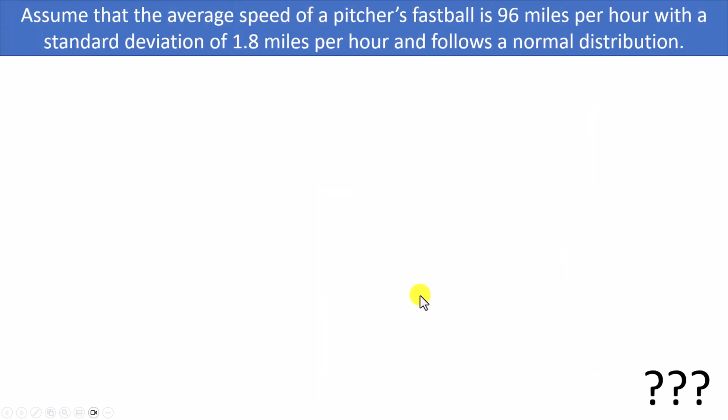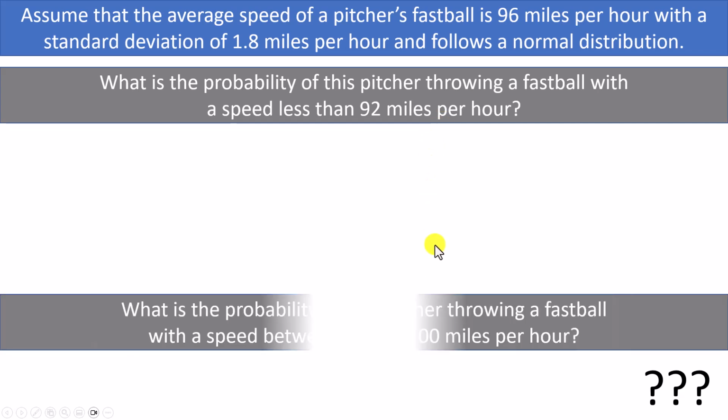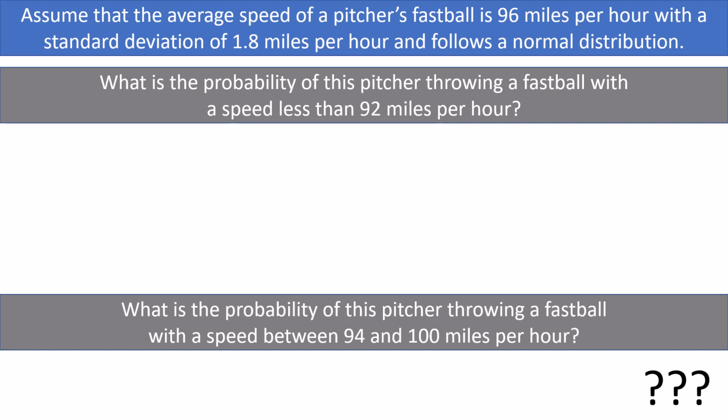All right, so here is a problem for you to try. Assume that the average speed of a pitcher's fastball is 96 miles an hour with a standard deviation of 1.8 miles an hour and follows a normal distribution. Here are a few different questions. Find the chance that the pitcher is throwing a fastball with a speed less than 92 miles an hour. And then also find the probability that this pitcher is throwing a fastball that is between 94 and 100 miles an hour. This parallels the problems that I just did.